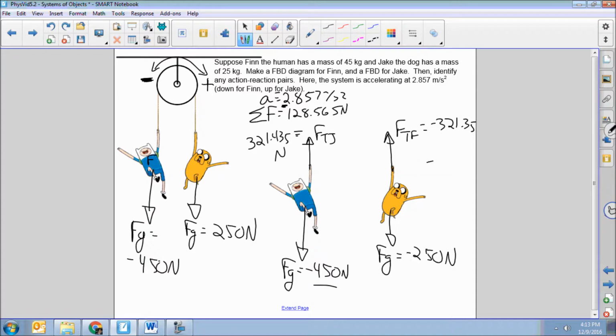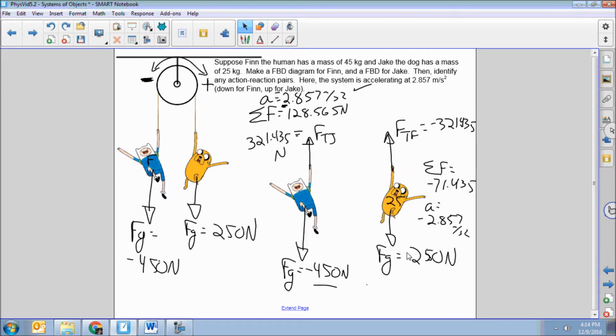So let's find our net force. You can find your net force by just adding those. So let's see, negative 321.435, oops, I forgot my 4, plus the 250. Oh, why do I keep making this negative? It's not supposed to be negative. That was the whole point. All right, so your net force ends up being 71.435. So I should be able to divide by his mass of 25 kilograms and get the same acceleration, right? So divided by 25, and you do, in fact, get the same acceleration here. Okay. There you go.